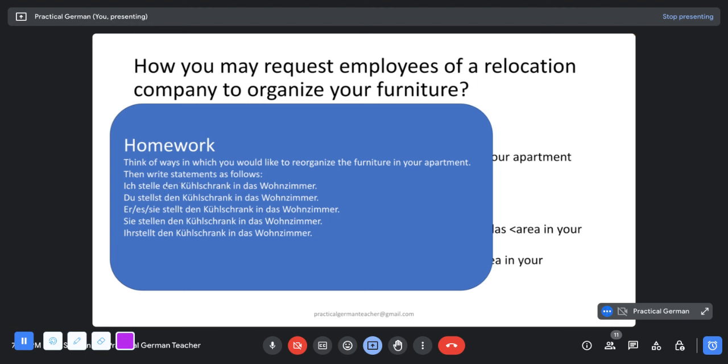If I'm just saying the refrigerator is in the hall, how will I say it? The refrigerator is in the hall, or it is lying in the hall, or it is standing in the hall. How will I say it, guys? Anyone?